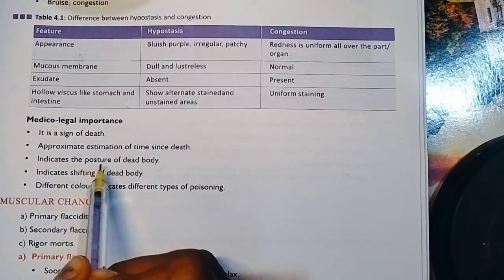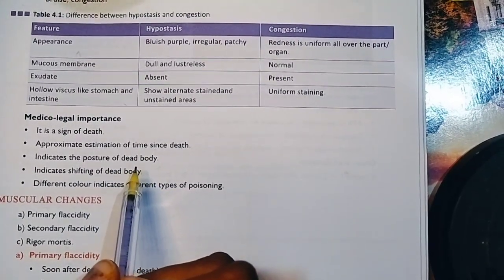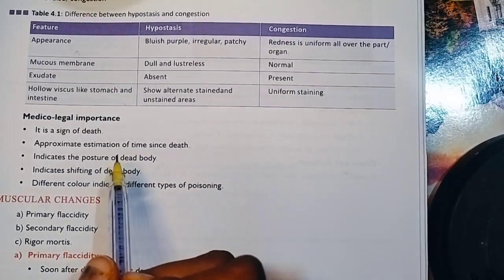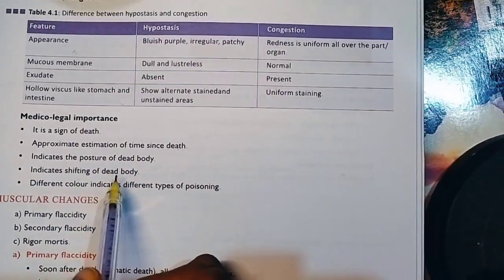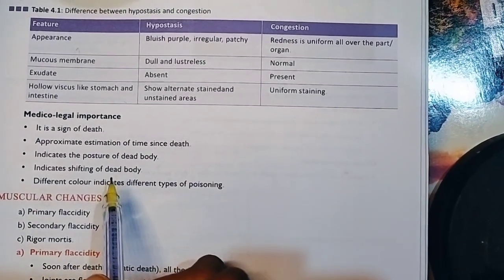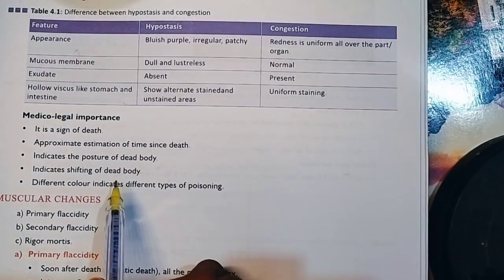It indicates the posture of the dead body, because we all know that lividity is seen mainly on the dependent parts, not on pressure points. So by seeing the lividity, we can say in which position the body was kept. It indicates shifting of the dead body. If the body was shifted, we can see shifting lividity. Based on that, we can say how they had shifted the body.